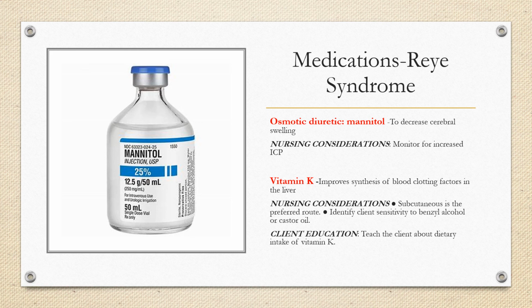Vitamin K improves the synthesis of blood clotting factors in the liver. Since our liver is being depleted of all of our clotting factors, we're going to give vitamin K to promote coagulation. Again, subcutaneous is our preferred route, and identify client sensitivity to benzoyl alcohol or castor oil. That's the agent in which the medication is distributed and dispersed. Client education: teach the family about dietary intake of vitamin K, so they want to keep an eye on that.